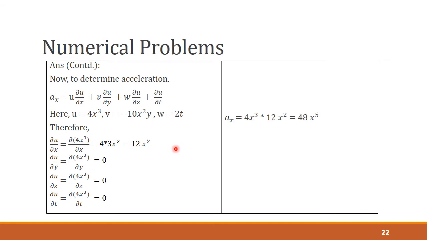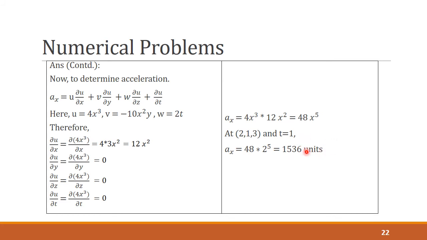We need to concern ourselves only with u dou u by dou x. And so ax will become 4x cube into 12x squared. This becomes 48x raised to 5. At the point 2, 1, 3 and t equal to 1, ax is given by 48 into 2 raised to 5, which is 1536 units.